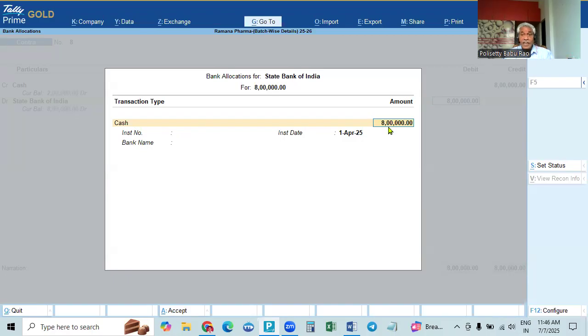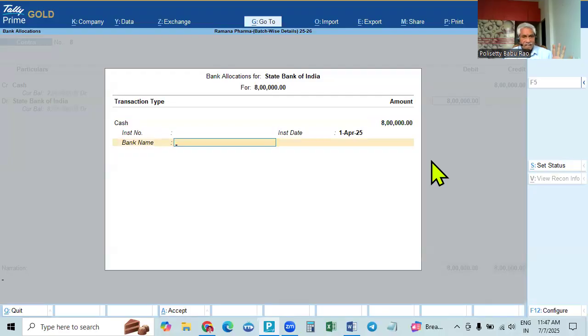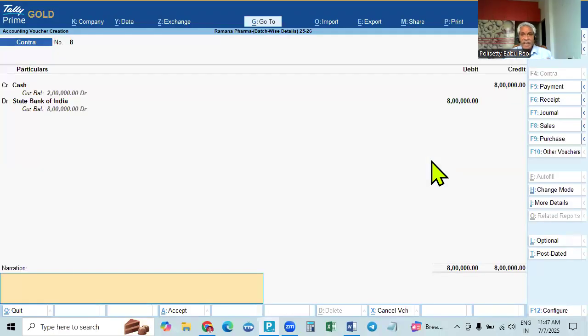So it will ask you for the denomination of cash. Here, see, denomination. There are no 2000 or 1000 notes, so we will take 500 notes: 1600 notes of 500 is equal to 8 lakhs. 16 into 5 is 80, plus 4 zeros, so 8 lakhs. Okay, this is accepted. These are the required details. Being cash deposited into bank. Bank name is not required because the name is already given.